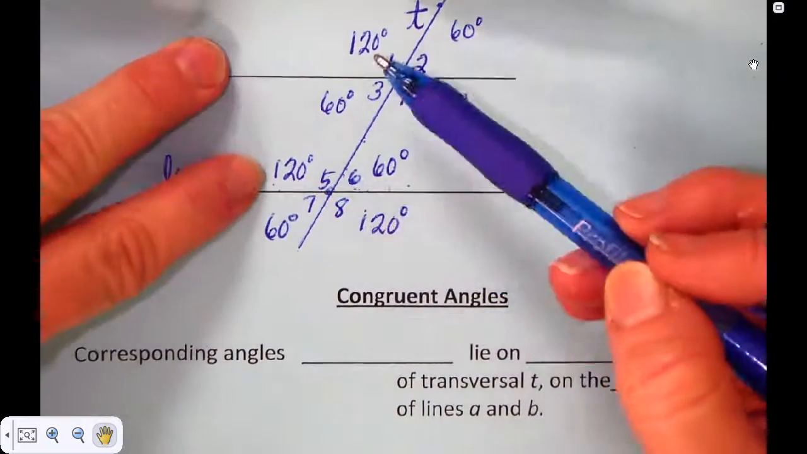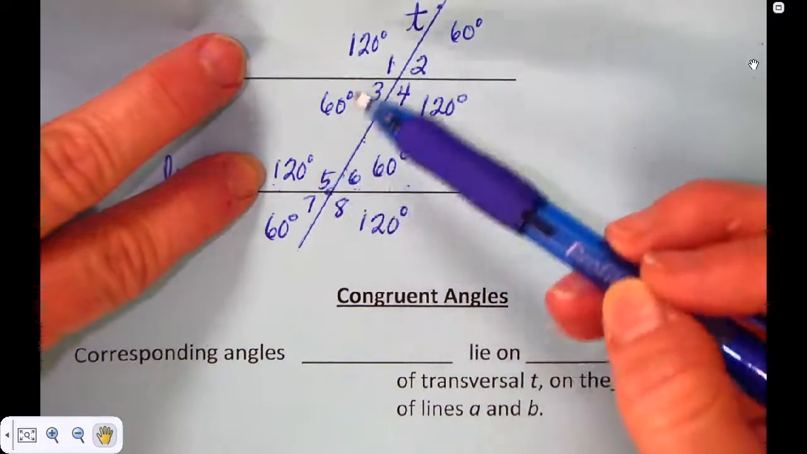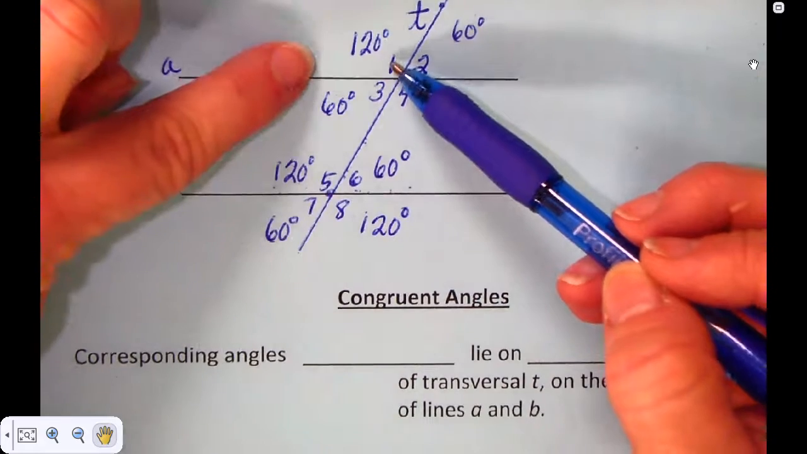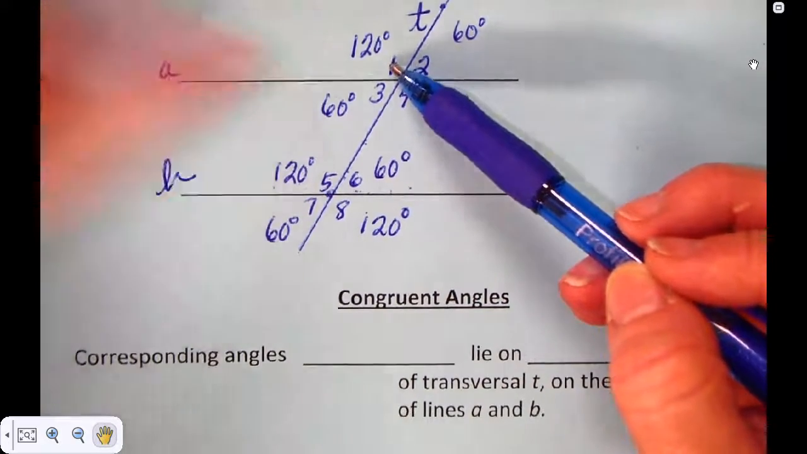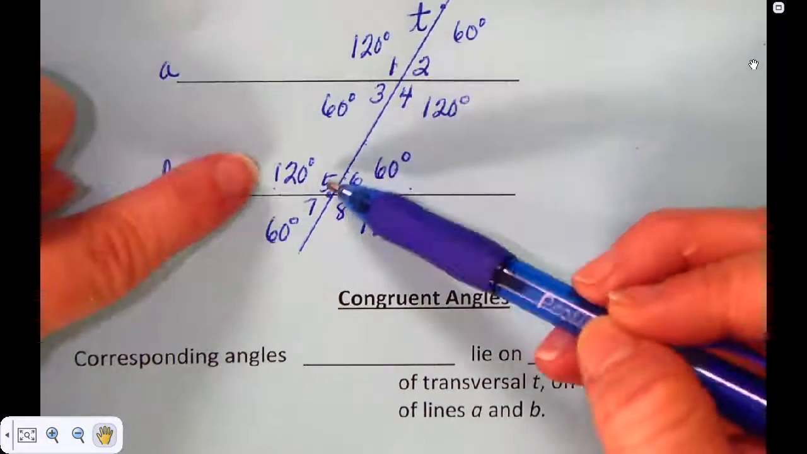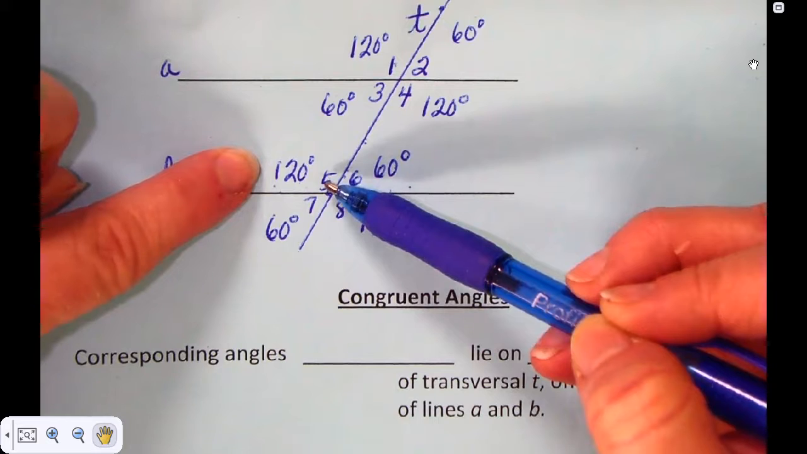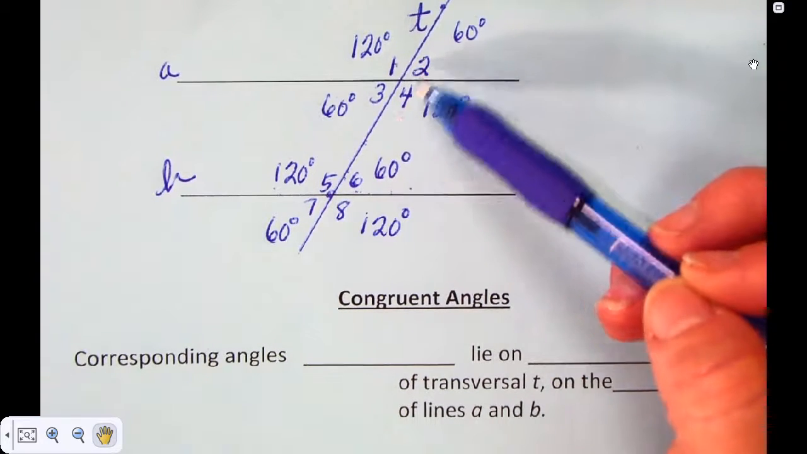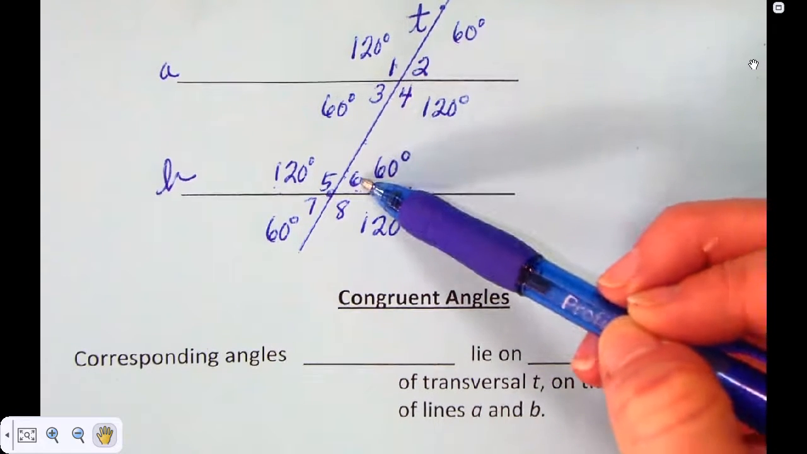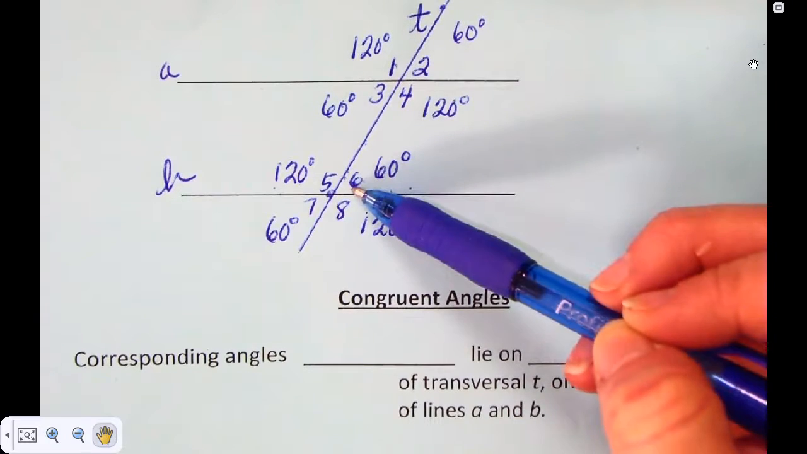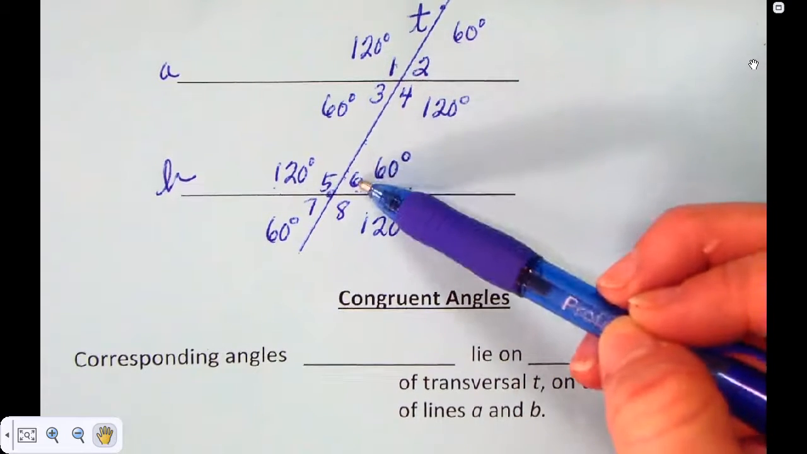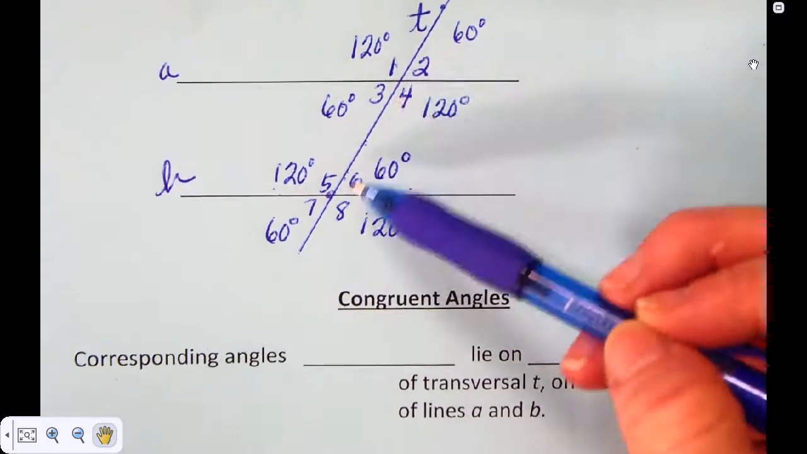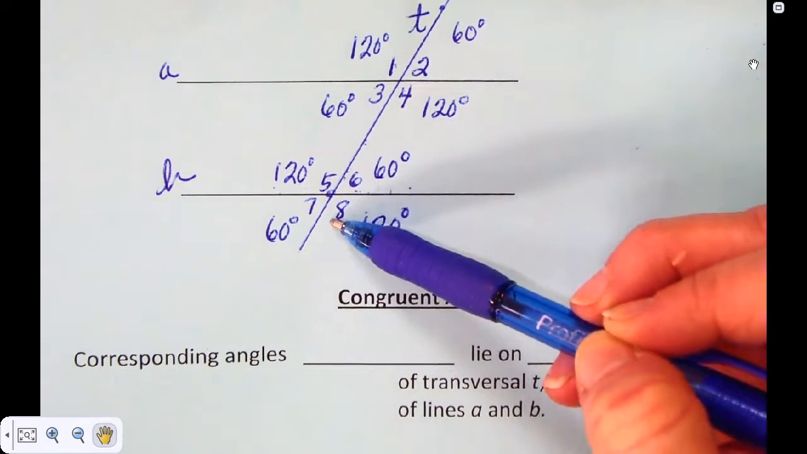Why 5? It's in the same position. Angle 1 is top left corner. Angle 5 is top left corner. Angle 2 is going to correspond to angle 6, top right corners. And see, they're both 60. So 3 corresponds to 7 and 4 corresponds to 8.